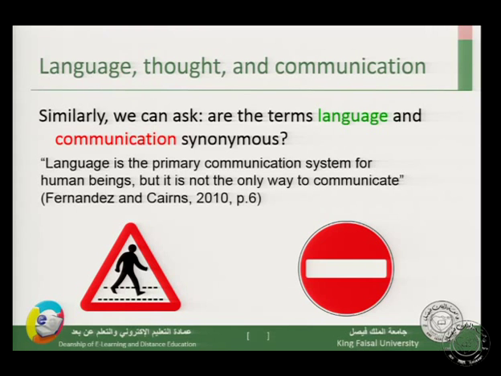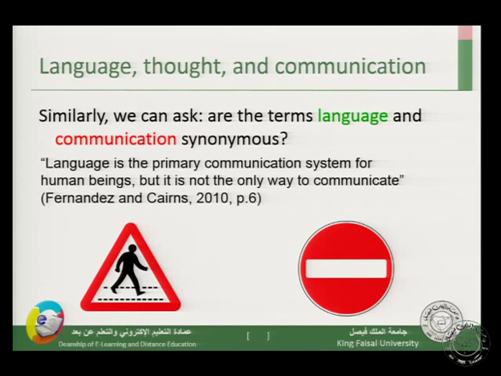So communication and language, sometimes they have something in common, and sometimes they do not. Most of the time language is a form of communication, but not all forms of communication are language. I'm going to repeat this. Language is a form of communication.